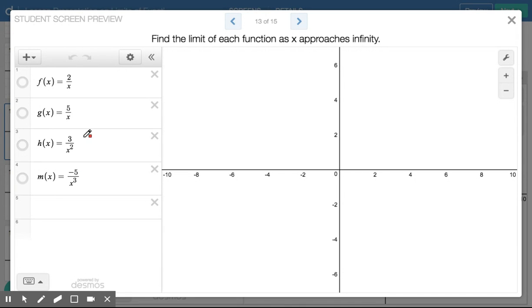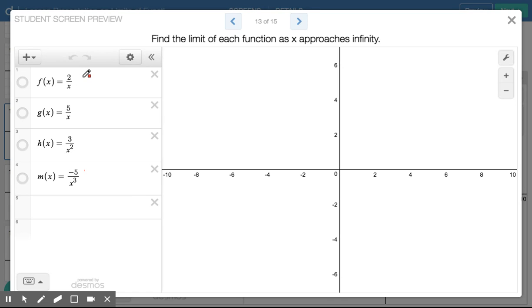h of x is equal to 3 divided by x to the second power, and m of x is equal to negative 5 divided by x to the third power. So if we want to find the limit of these functions as x approaches infinity, we are going to make the x values become very, very large. And so what happens when we divide a constant by a very, very large number? We know that the answer will be very, very close to 0.